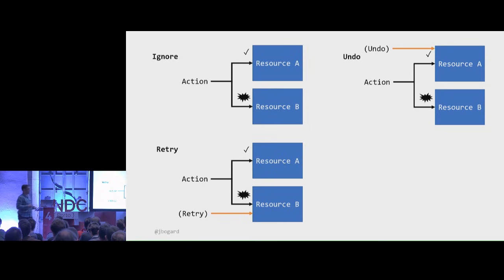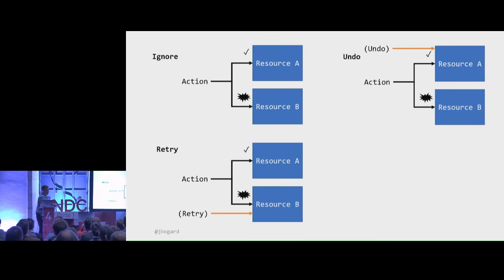The next option is to have some kind of undo action. That is, I try an action with resource A, I try an action with resource B, it fails, so I perform some kind of undo of the action from resource A. Now, this could be something like a database transaction rollback, but it may not. It may be some kind of compensating action where I'm taking a new action to undo the action of that previous thing.